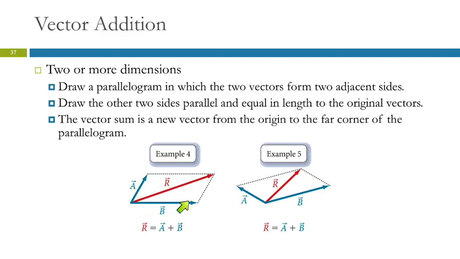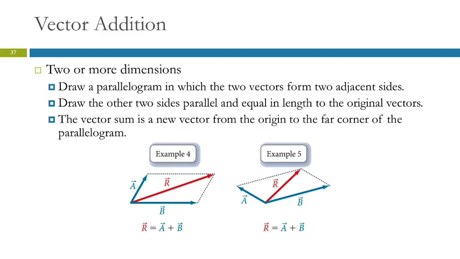So here's A, I can draw a line parallel to A. Here's B, and the dotted line parallel to B. And the sum of those two vectors is the diagonal of that parallelogram. Here's another example, this one going off here and this one going here. We complete the parallelogram, and the sum is corner to corner.